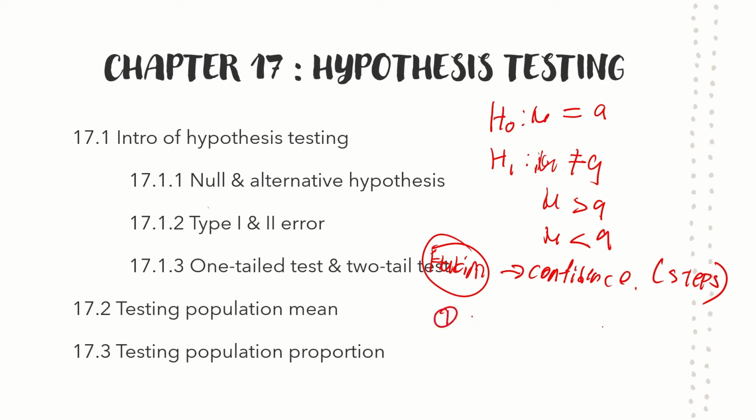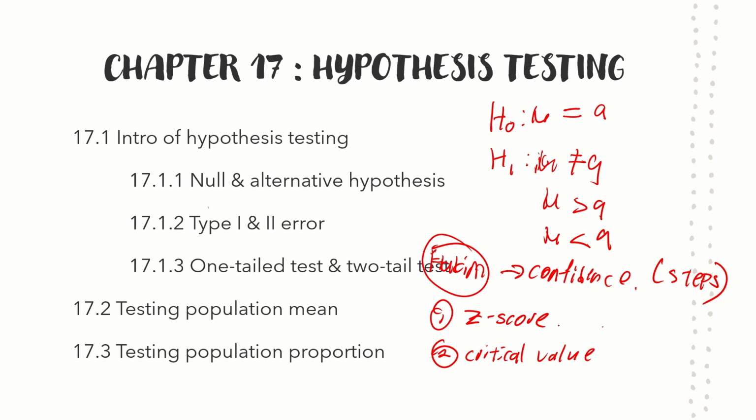Maybe the first step is to find the Z-score, I think, because I already forgot. And the second step is to check whether it is within the critical value or not. Maybe I have a mistake. Later when you learn this chapter, your teacher will teach you one by one how to find the confidence.